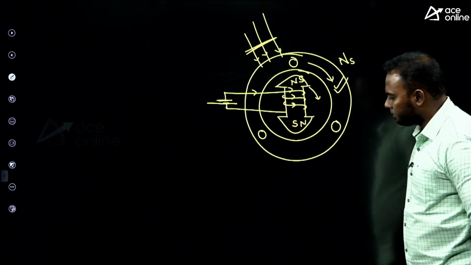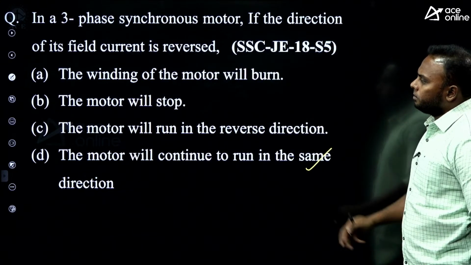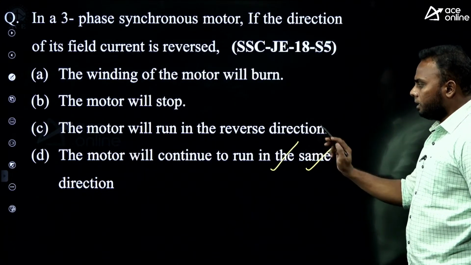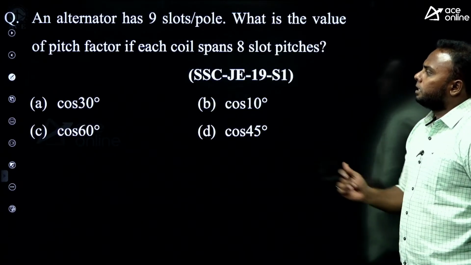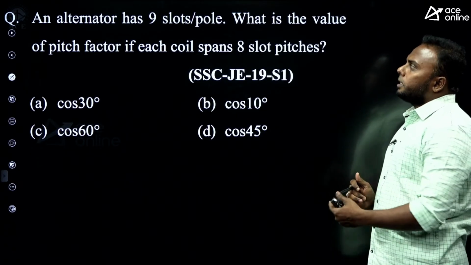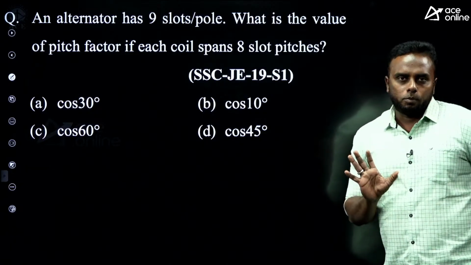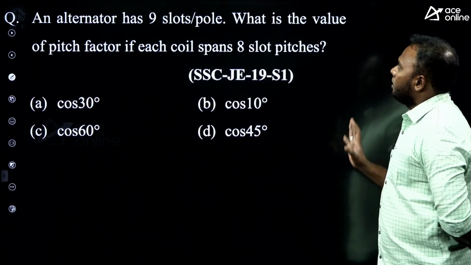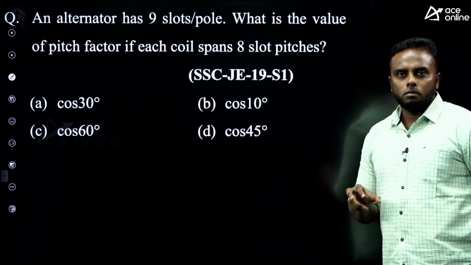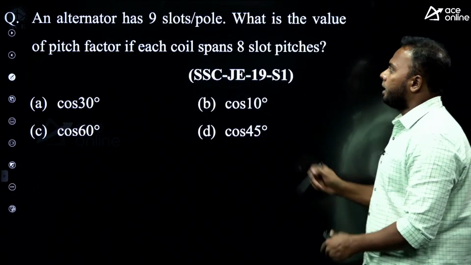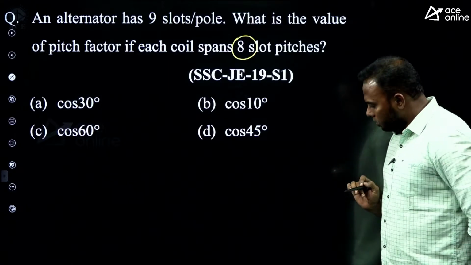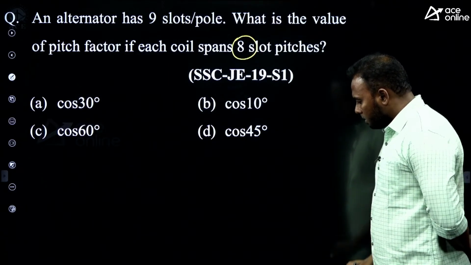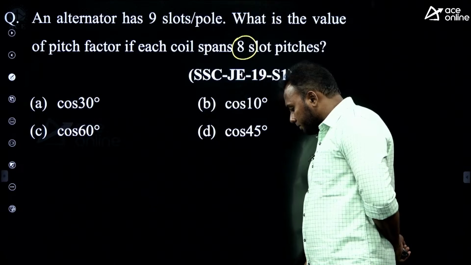Next question. Clear? The answer is the motor will continue to run in the same direction. It won't reverse. See this question. An alternator has 9 slots per pole. What is the value of the pitch factor if each coil spans 8 slot pitches? Answer this yourself. Answer required.